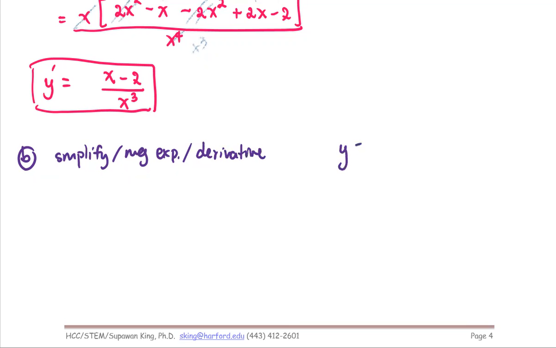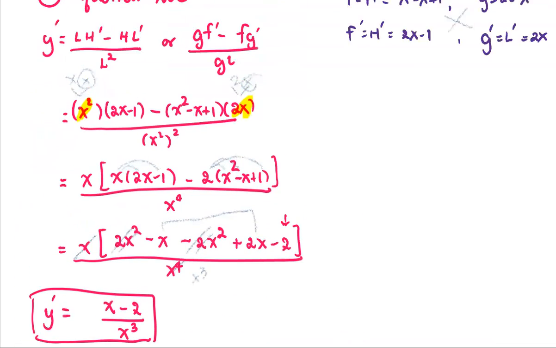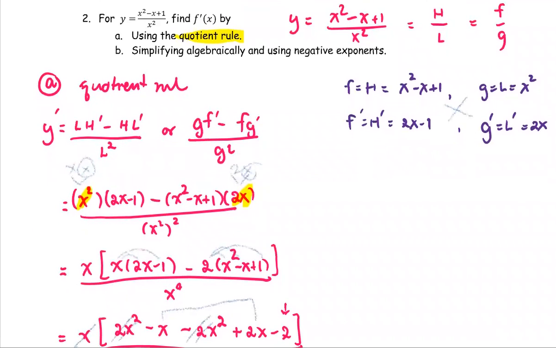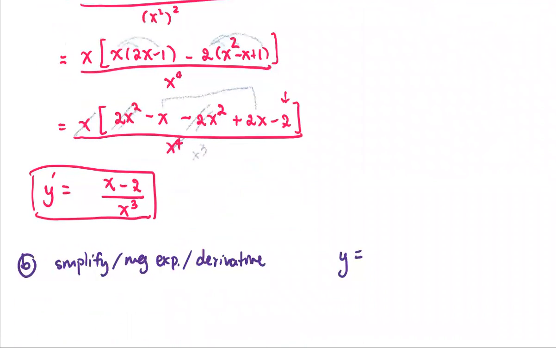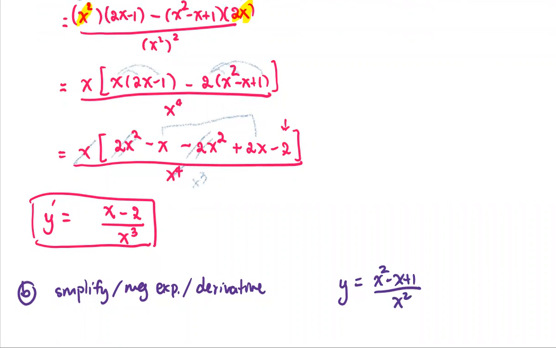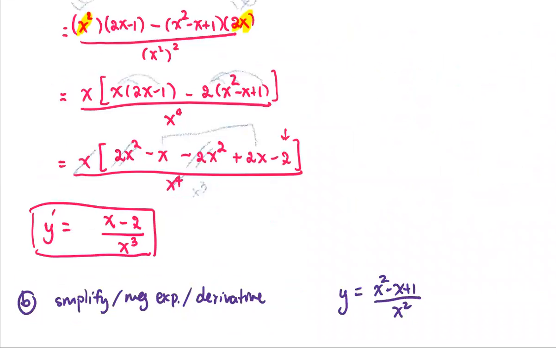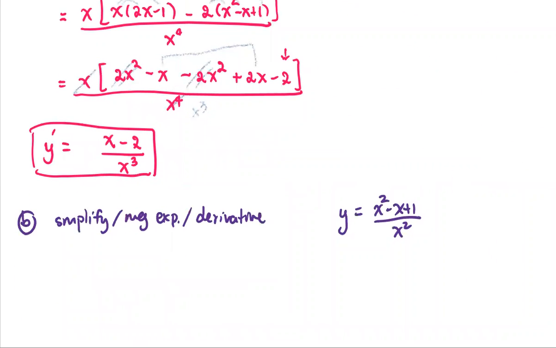From our function, y equals, let's see the function again, x squared minus x plus 1 divided by x squared. x squared minus x plus 1, all divided by x squared. We got every term correctly. So the problem asks you to simplify.